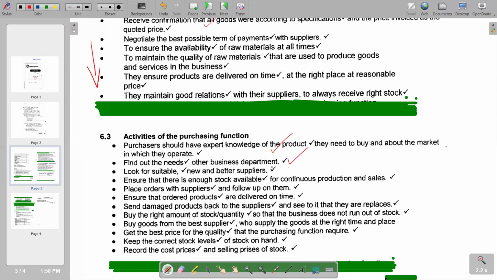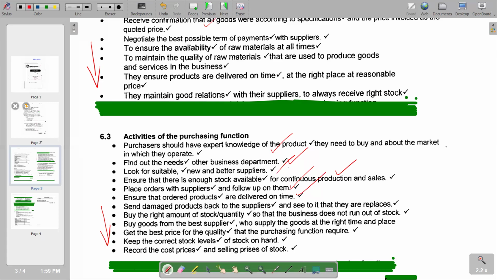So they are also to make sure that they engage with other business departments that are there in the business to identify their needs so that they can order those goods that are needed in those departments. Then look for stable, new and better suppliers, and then ensure there's enough stock available for continuous production and sales. Place orders with suppliers and follow up with them. Ensure that ordered products are delivered on time. So these are the points that we have, but we have other points also that are within the context of activities of the purchasing function.